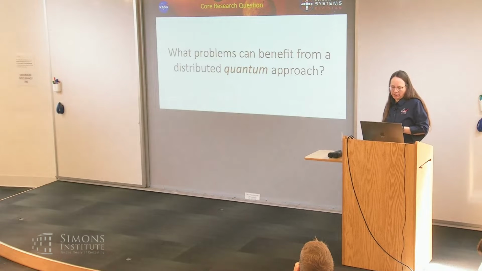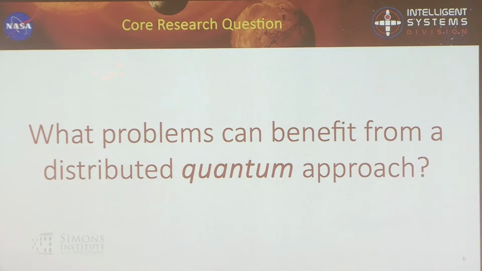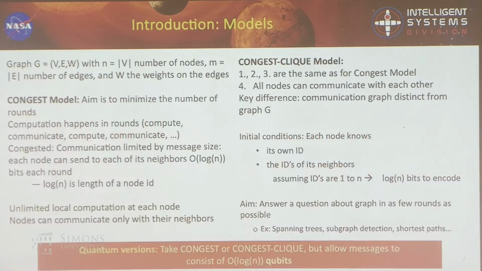Okay, so a big question here is what problems can benefit from a distributed quantum approach, where instead of just sending bits, we can send qubits, and we can do quantum computation at each node. So the quantum models are the same as before, with the same bandwidth limitations, except that it's qubits. So you can send order log n qubits as opposed to just bits, and you can do unlimited quantum computation at each node. And so these are the two models that we'll look at.